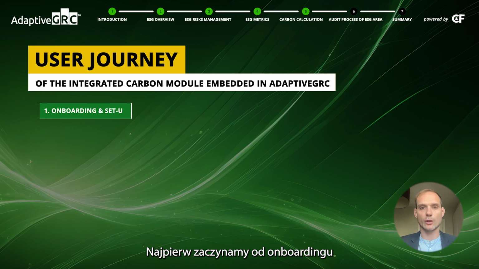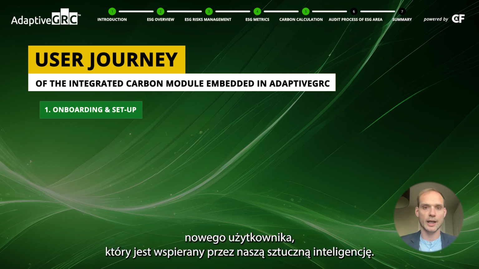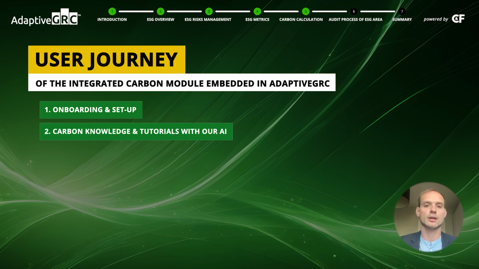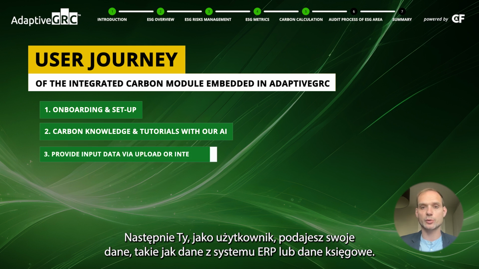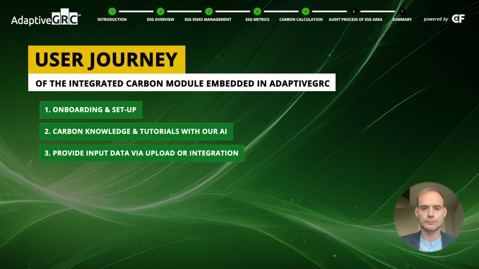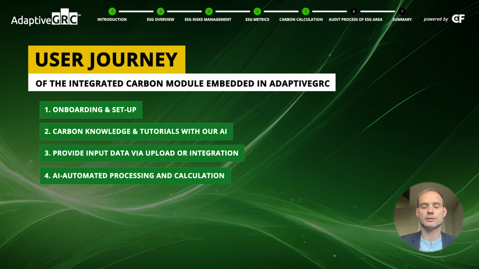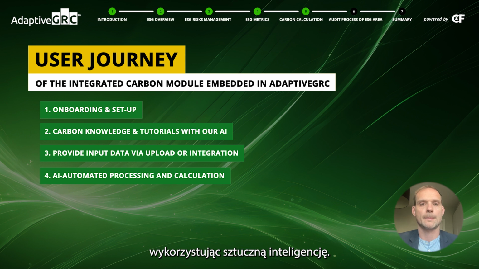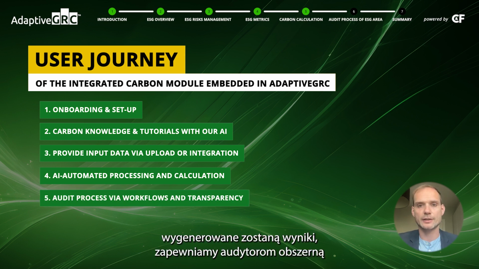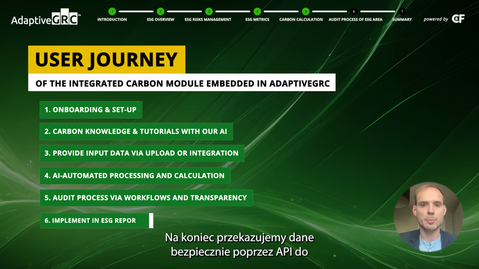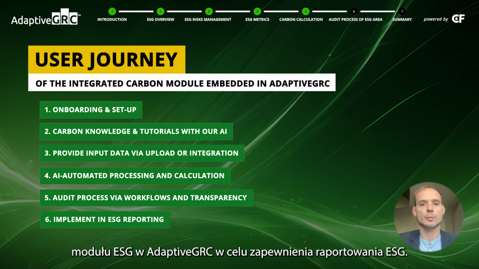First, we start with the onboarding as a new user, which is supported by our AI. Then, we provide knowledge, again leveraging our AI chatbot. Next, you as a customer provide your input data, such as ERP or accounting data. And afterwards, our software automatically calculates the emissions leveraging AI. After the results are created, we provide the auditors with extensive documentation and workflows to reconcile the calculations. Lastly, we provide the data securely via API to the AdaptiveGRC ESG module for ESG reporting.